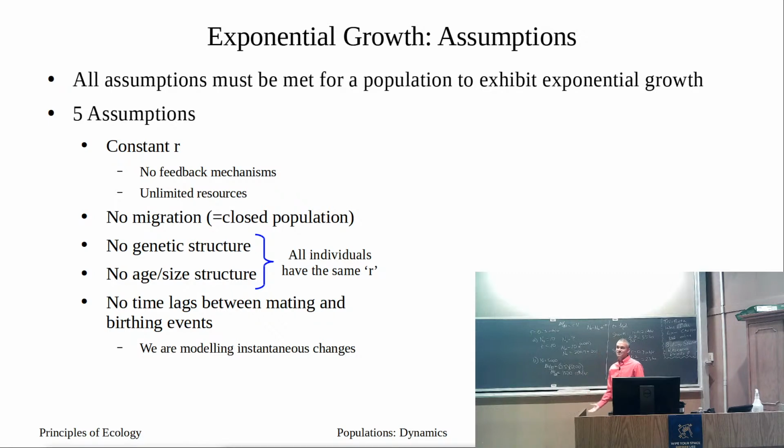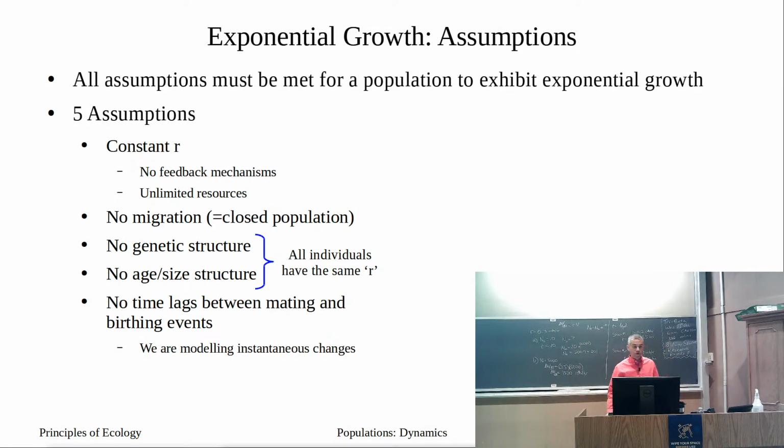Why is that? It's because we have processes in our population that regulate it. Things like resources. Resources aren't unlimited. The more individuals that are there, the more the resources get consumed, and that's going to cause a slowdown of our population growth rate. You're going to have space. You can only fit so many bacteria in a single agar plate. You can't go beyond that. So exponential growth has 5 assumptions that must be met in order for the population to actually exhibit this exponential growth. What are these 5 assumptions?